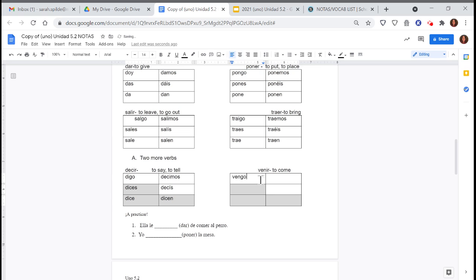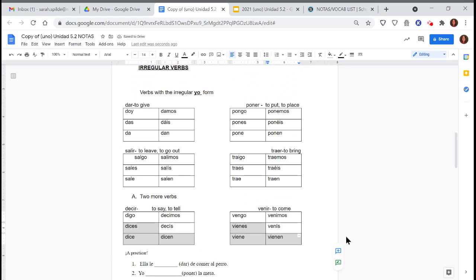It's going to be vengo. So if I said I come to the party, vengo a la fiesta. Now, if we're saying you come to the party, we have vienes. So E in this example changes to IE here. So we have viene, so it's inside of the boot. Nosotros then is outside of the boot, so venimos. Vosotros outside of the boot. And then vienen. We're back to our spelling change.